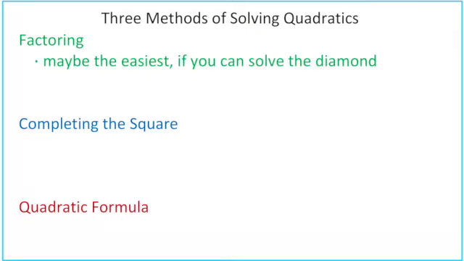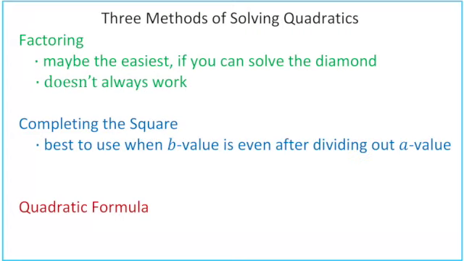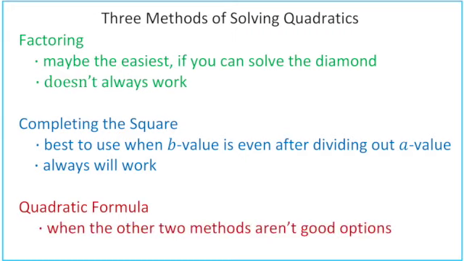Factoring may be the easiest, especially if you can solve the diamond problem. If you can't solve the diamond problem, then you don't want to do it. One bad thing about factoring is it doesn't always work. Next up, completing the square. This is best to use when the b value is even after you divide out the a value. Unlike factoring, it always will work. And finally, quadratic formula can be used when the other two methods are not good options.